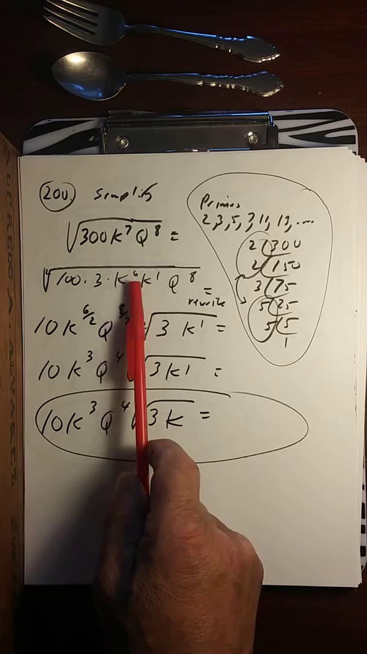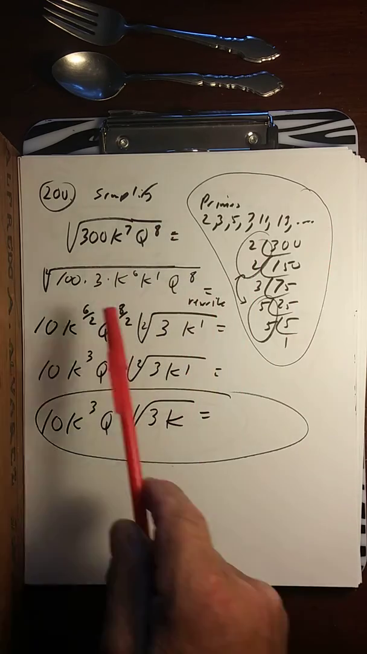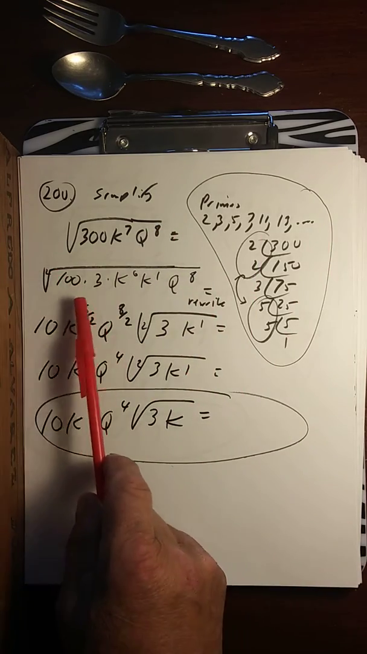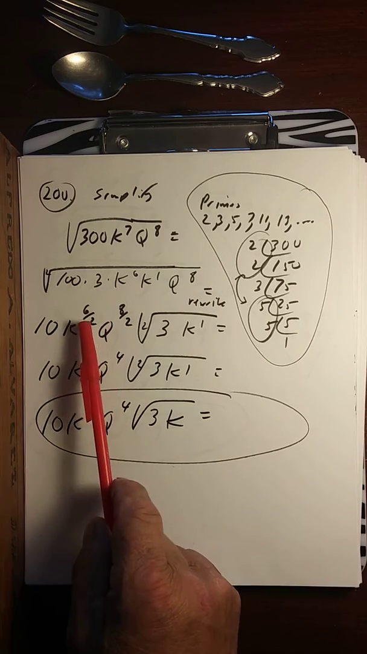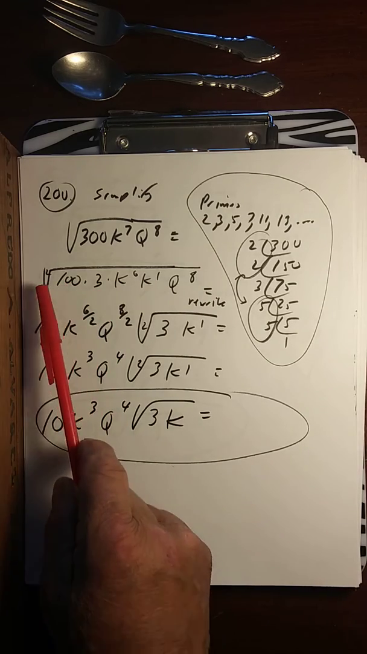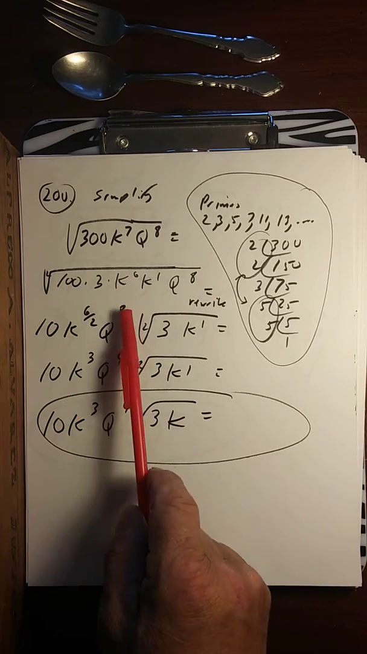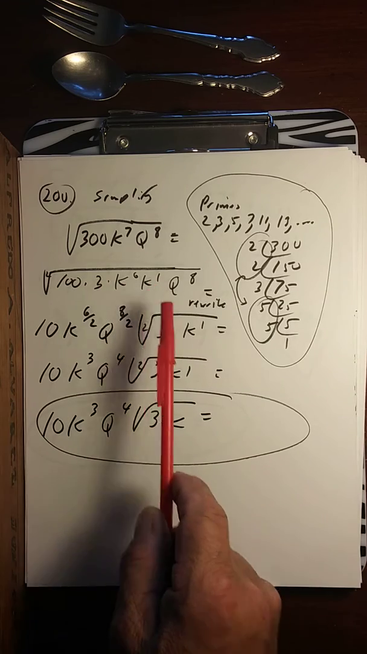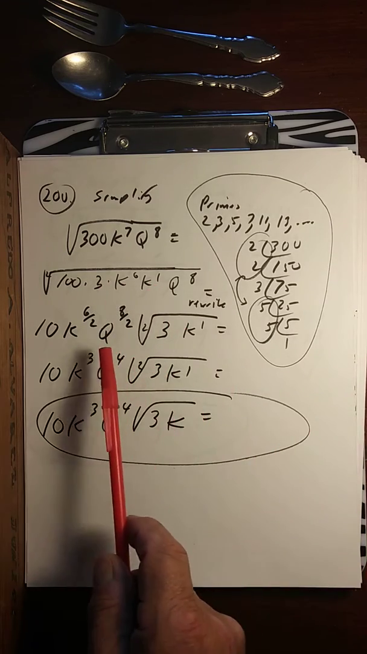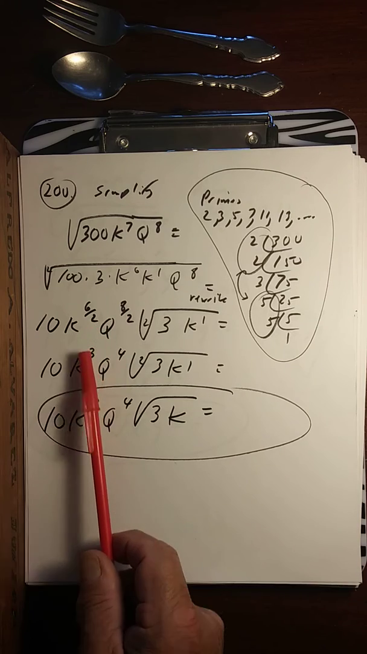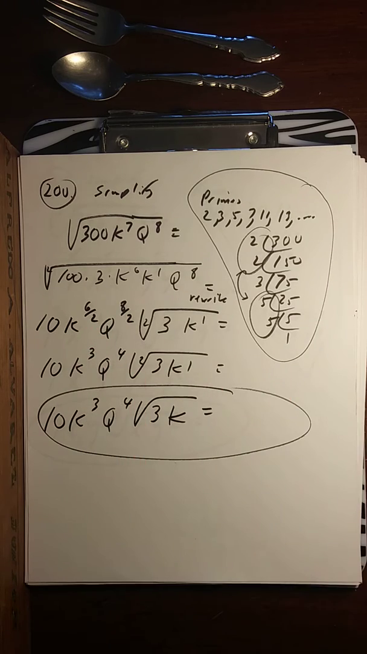And k to the 7, break it into k to the 6 and k to the 1. And q to the 8, leave it alone. That's 2. There's a 2 right there. So now, the 2 divides the power of the square root of 100, which is 10. 6 divided by 2, 8 divided by 2. And that one stays, and that one stays inside. So now we have 10, k cubed, q to the 4.